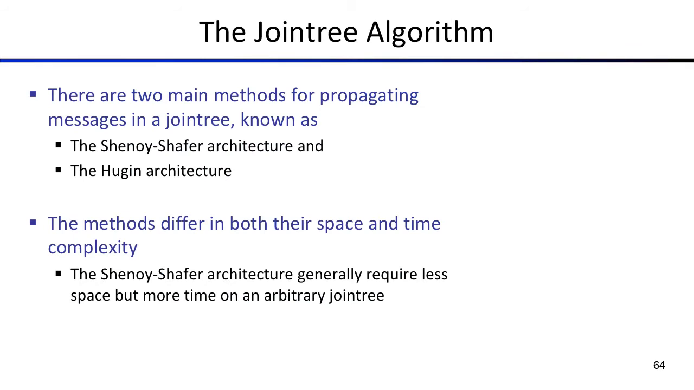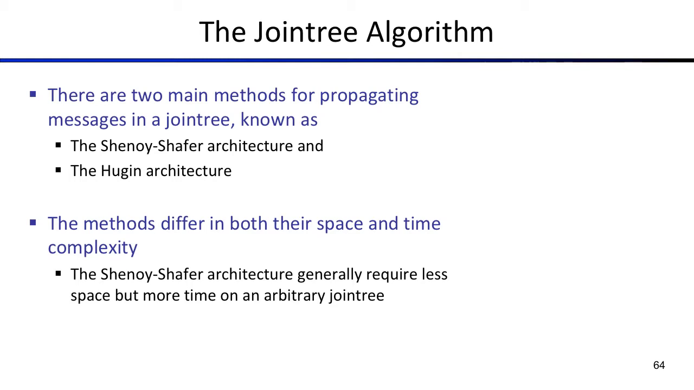Okay, so there are two main architectures for the Jointree algorithm, and those architectures basically change how we propagate the messages, how we're going to store those messages, how we're going to propagate them. The architectures are called the Shenoy Schaffer and the Hugin architecture. Let's take a look at these two architectures. They will change a few details.